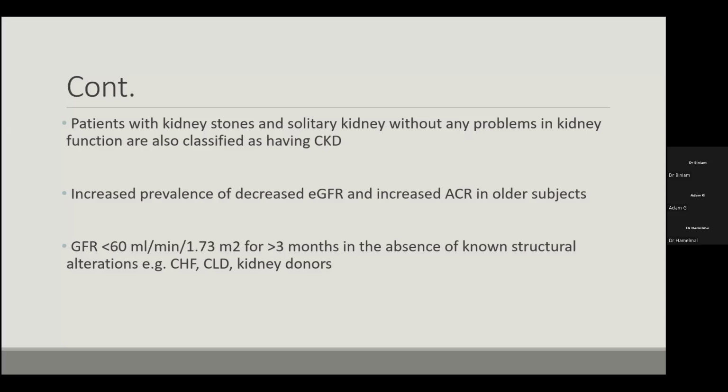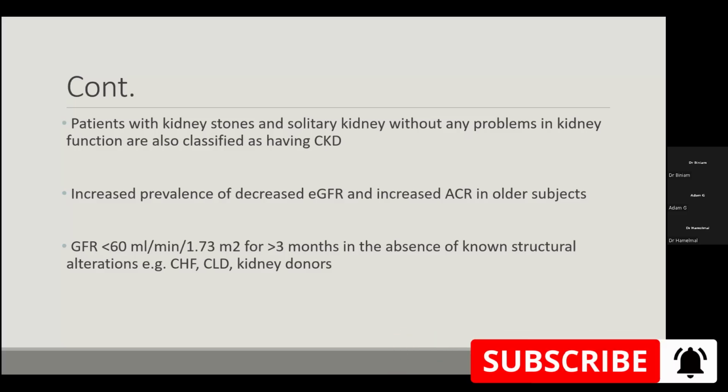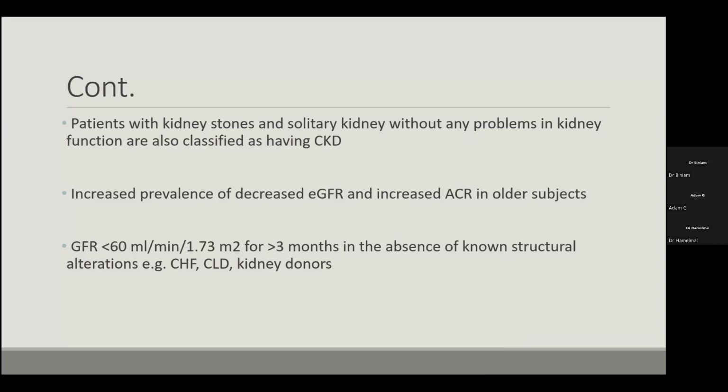Another drawback of this definition is that there are some conditions where GFR may be less than 60 for more than 3 months, but there is no structural damage. For example, patients with heart failure may not have adequate cardiac output to maintain GFR. It doesn't mean there is structurally CKD, but by definition, patients are classified as CKD. In kidney donors, there is no actual structural alteration, but GFR may be low, maybe less than 60, as a compensatory mechanism. It doesn't mean that there is any structural abnormality, and we should do something about that.